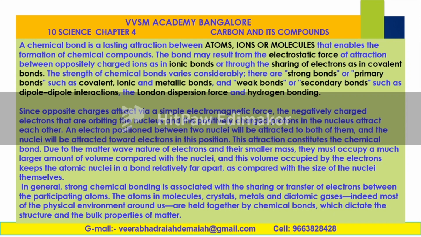So, my dear friends, this is the summary of the chemical bond formation in atoms, ions, and molecules that enables the formation of chemical bonds. Electrostatic force between the atoms or ions or molecules leads to the study of strong bonds, and they are also called primary bonds. Examples: covalent bond, ionic bond, and metallic bonds belong to the category of strong bonds or primary bonds. The weak bonds are secondary bonds: dipole-dipole interactions, London dispersion force, and hydrogen bonding come under the category of weak bonds.